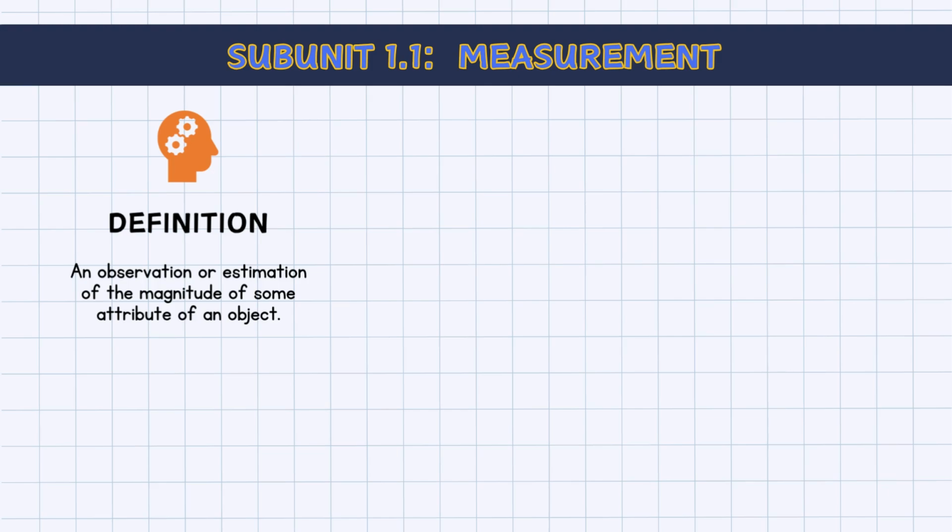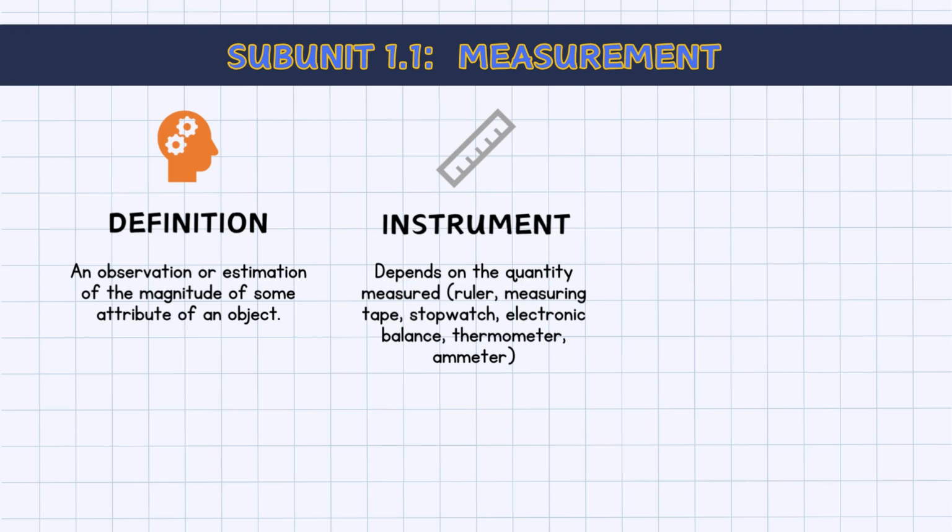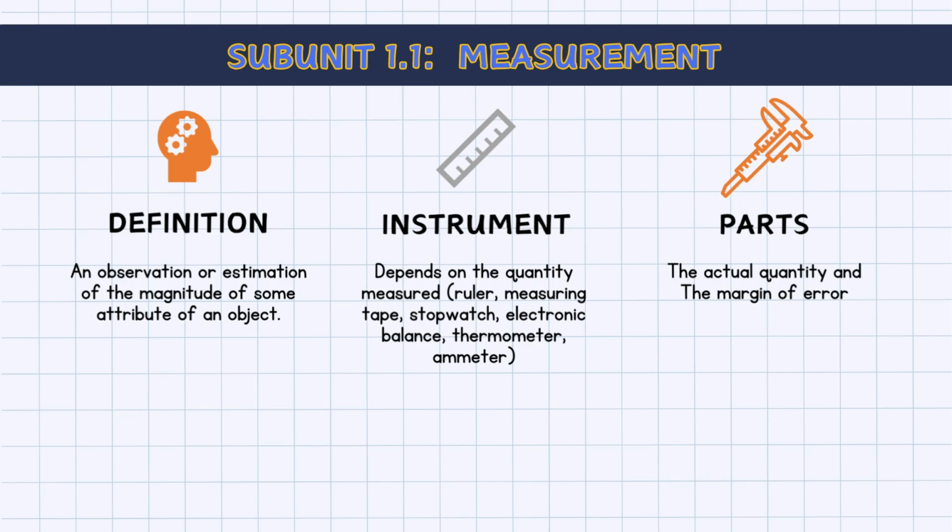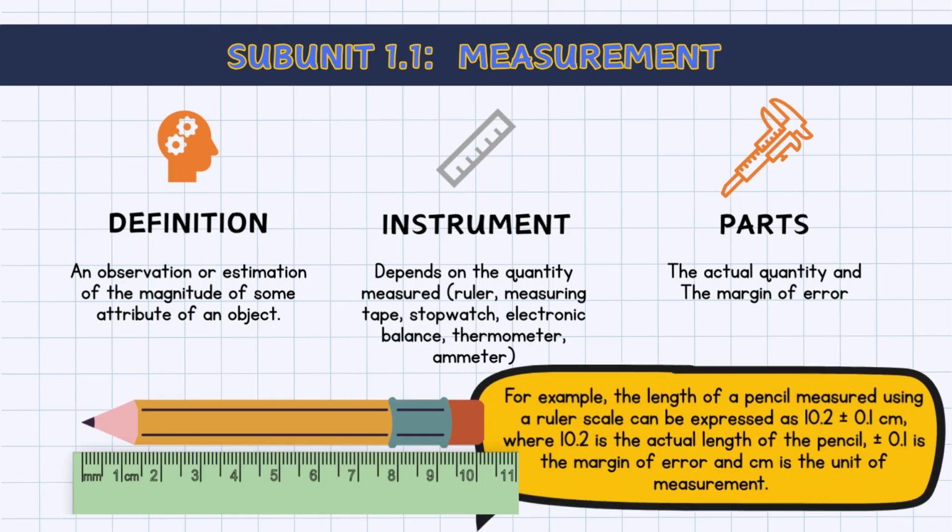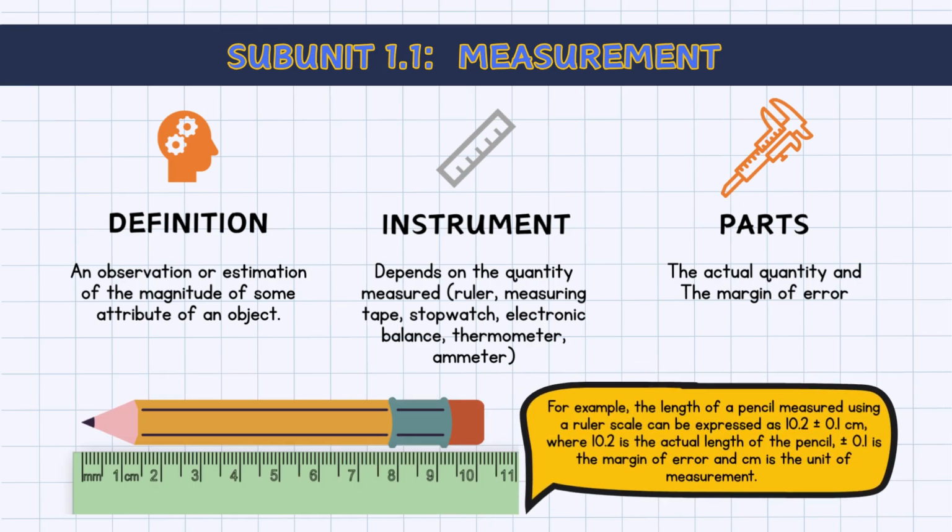But to measure properly, we need the right instruments. Depending on what you're measuring, you may use a ruler, a stopwatch, a thermometer, or even an ammeter. Every measurement has two key parts, the actual quantity and the margin of error. For example, a pencil might measure 10.2 plus or minus 0.1 centimeters. The 10.2 is the actual length, and plus or minus 0.1 is the uncertainty or tolerance of error.